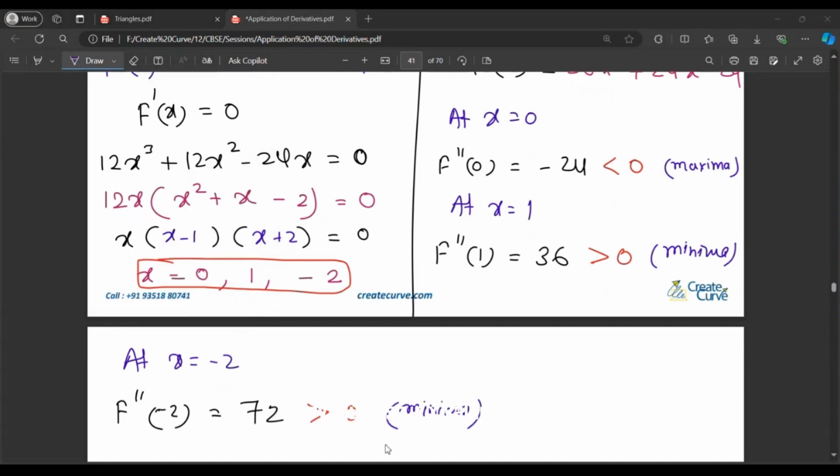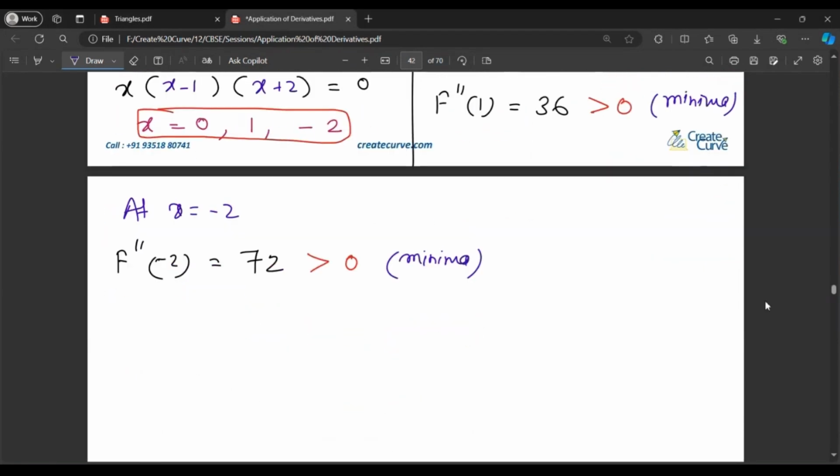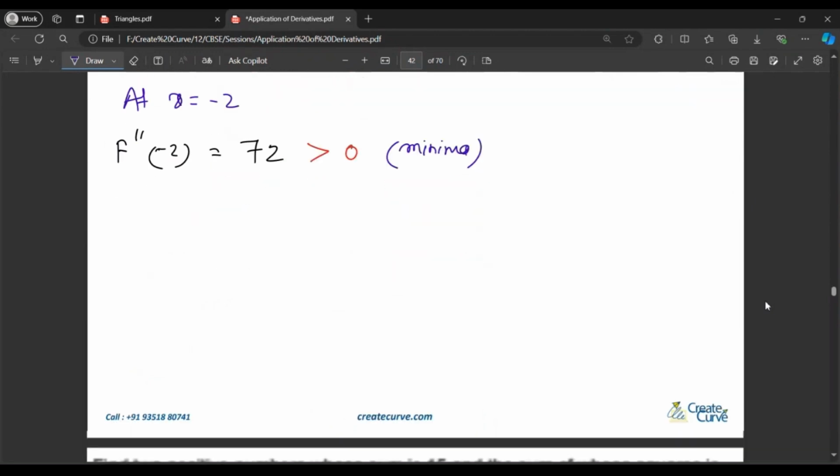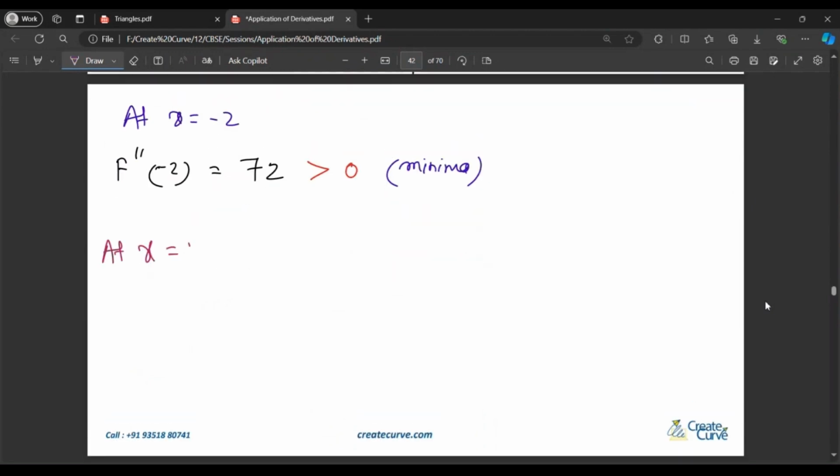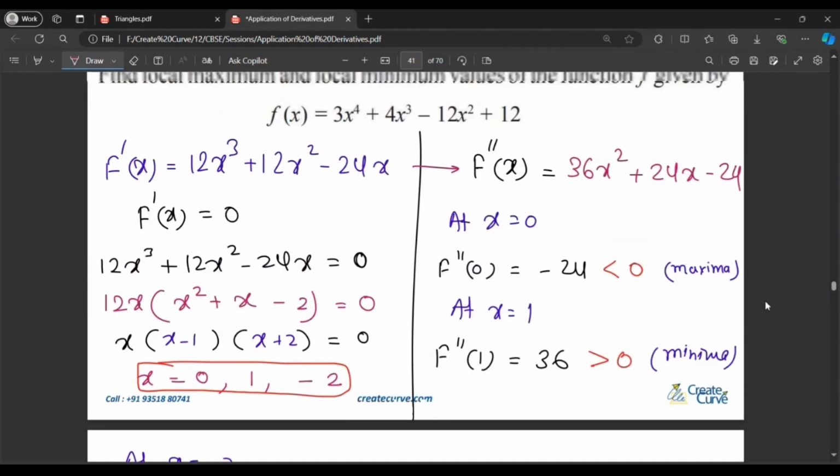So we got three x values, and we substituted all three x values in the double derivative function. If a positive value is coming, it is minima. If a negative value is coming, it is maximum. Now, the end task is to find the y values for all. At x is equal to 0, what is the y value? At x is equal to 1, what is the y value? At x is equal to minus 2, what is the y value? See the function?